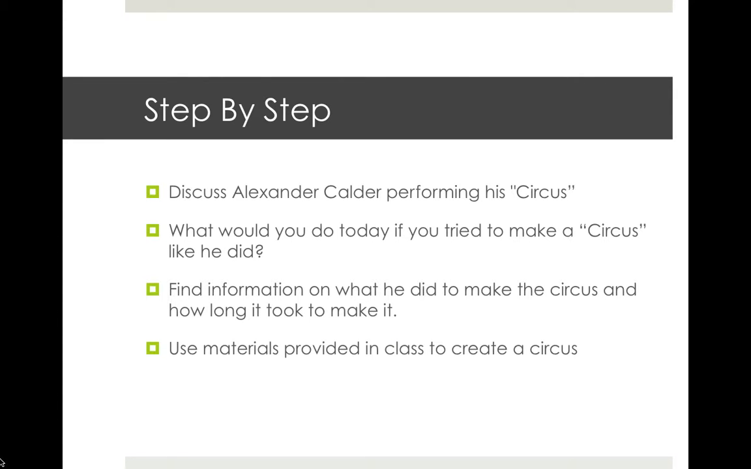So just to give you another step-by-step of what we're going to be doing, you're going to make sure that you discuss Alexander Calder performing his circus. You're going to discuss that a little bit and try to work on something that relates to your project. What would you do today if you tried to make a circus like he did? I want you to find information on what he did to make the circus and how long it took him to make it. Do a little research on that, and then use materials provided in class to create that circus. So as part of your project, not only will you create your mobile or some other type of work similar to his style, you're also going to create your own small circus and build that for your project.